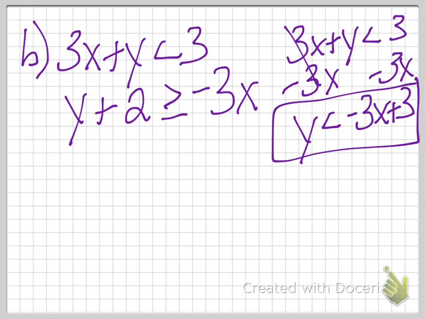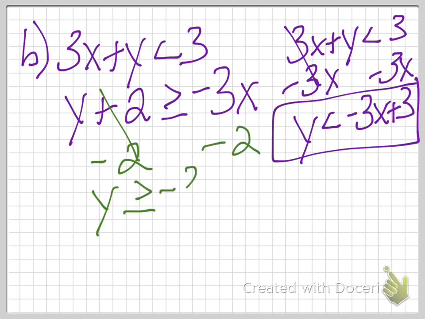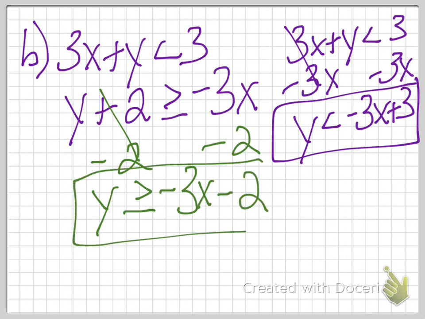Okay, the other one's pretty easy too because they've got it halfway there for you, so we've got to subtract 2 from both sides. I'm just going to work off of that one. All right, I didn't have to divide by a negative, so my inequality sign is going to stay the same. Negative 3x minus 2. So there's my other equation.